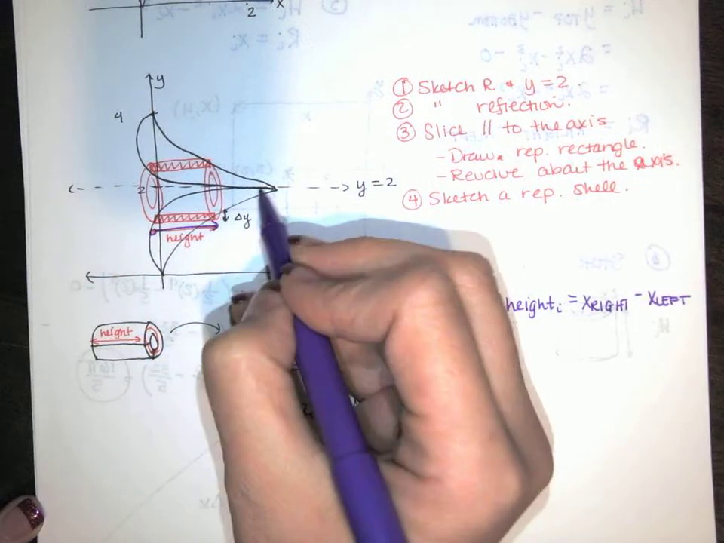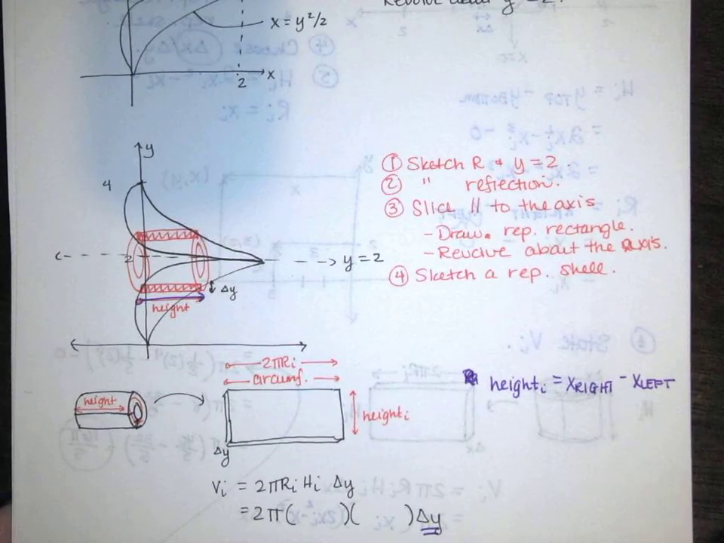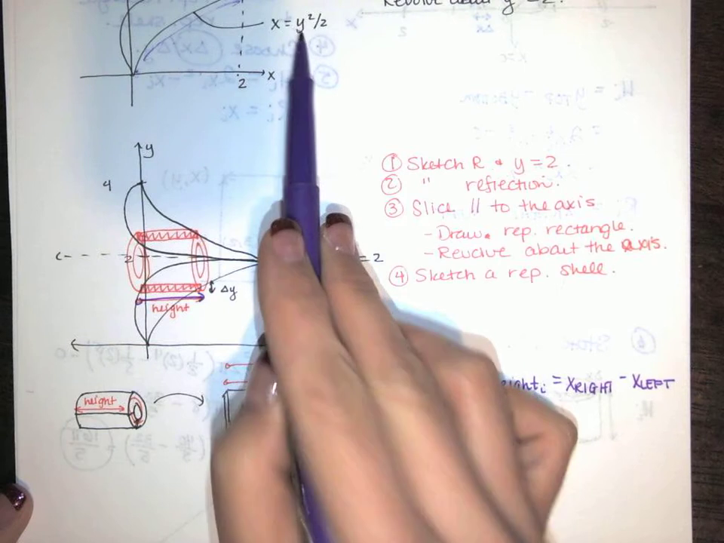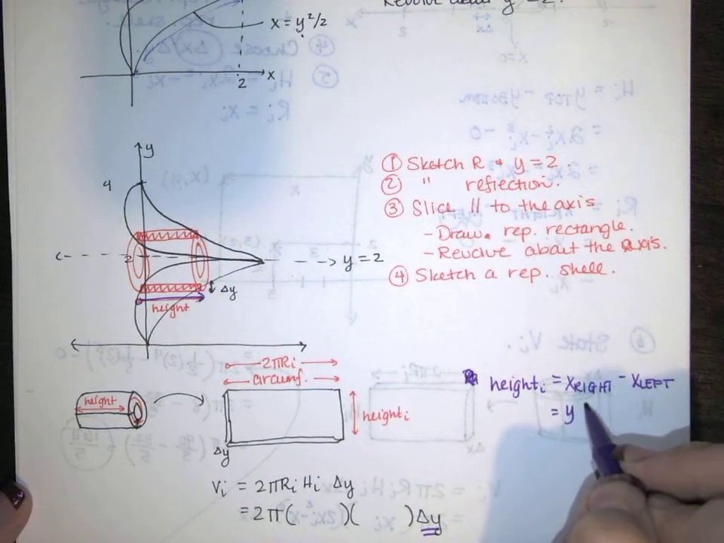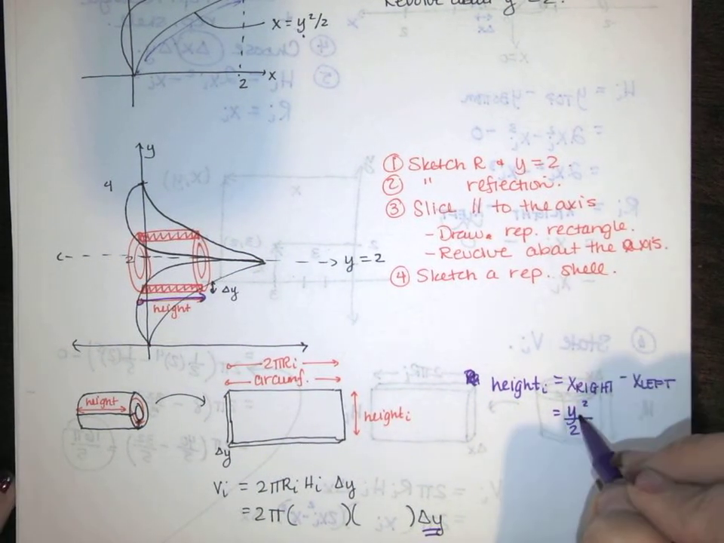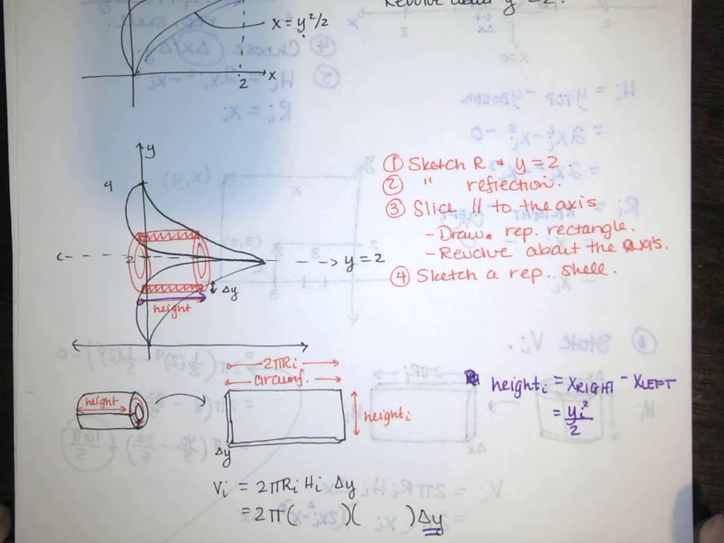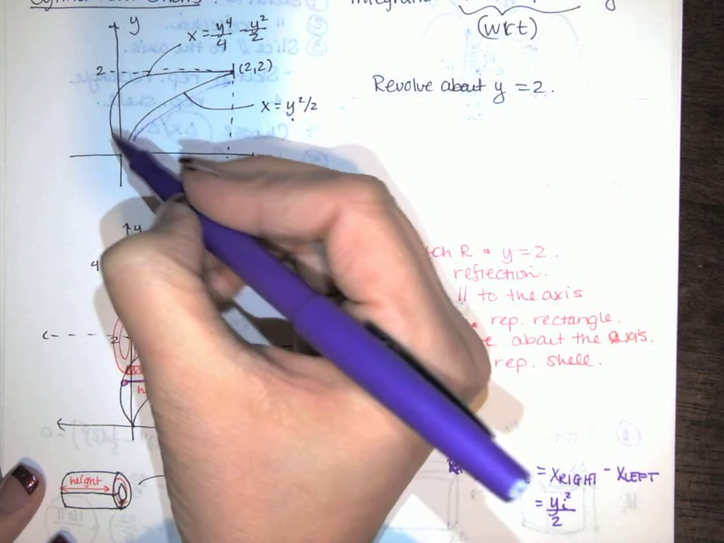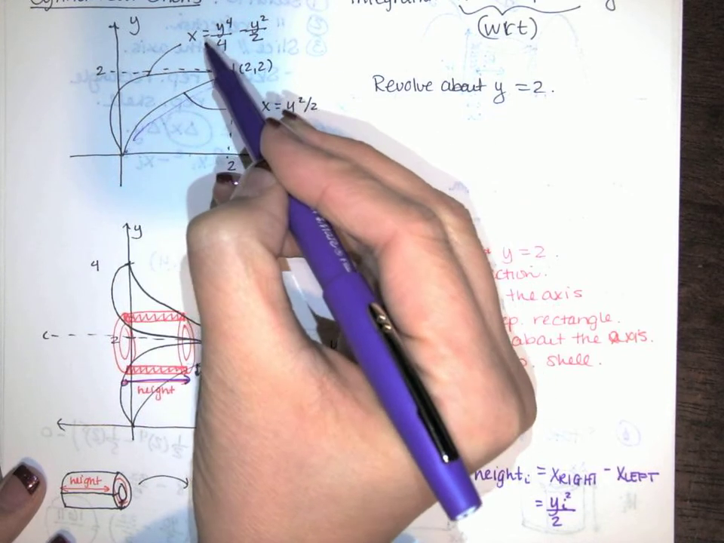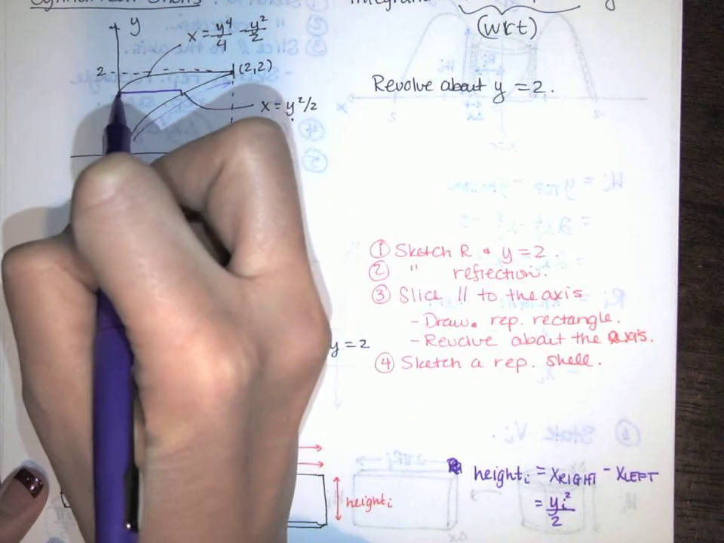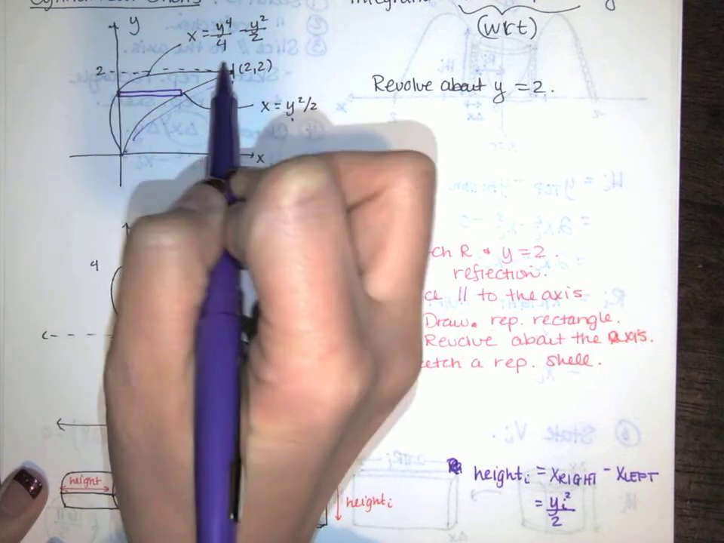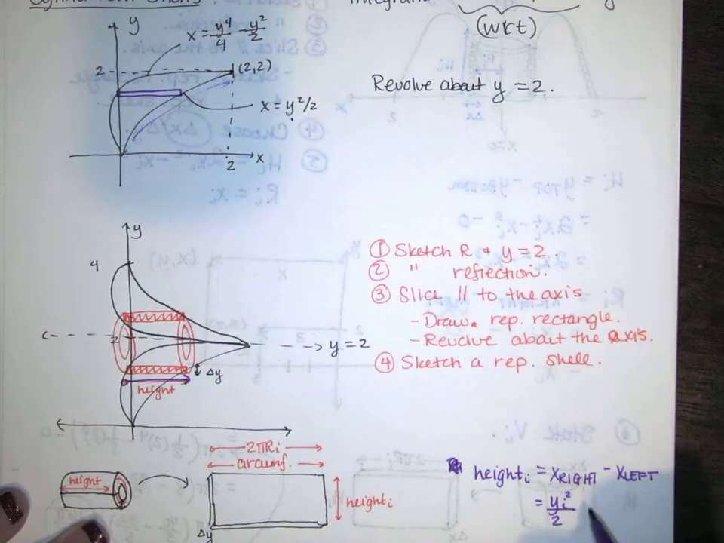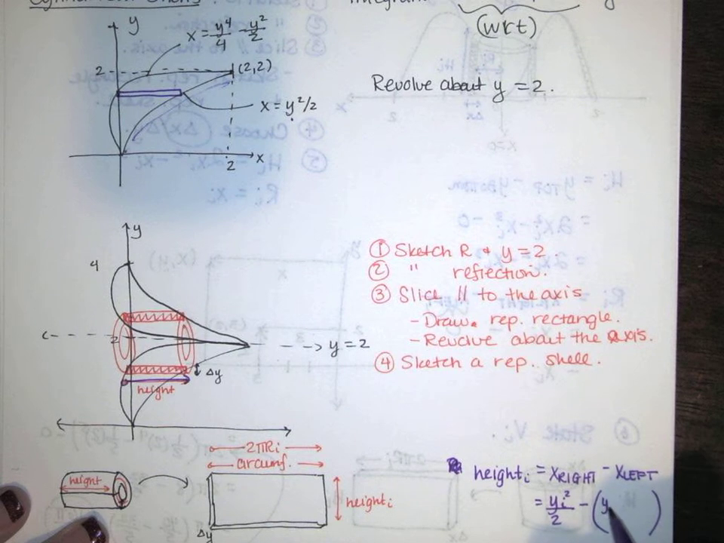X on the right is given by this equation up here. X on the right is y squared over 2. We're talking about the ith height, so I'm going to put a little i on that. X on the left is the x value on this curve as a function of y, so it's given by this equation, because that was our rectangle. There's right and left. So on the left, we're on this 4th degree polynomial. So we're subtracting x on the left, which is y to the 4th over 4 minus y squared over 2.